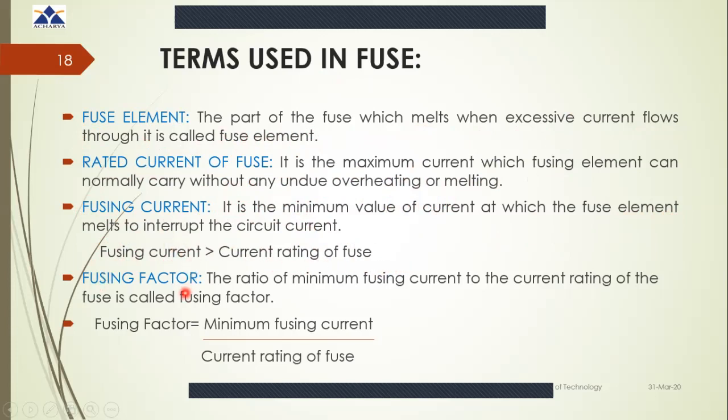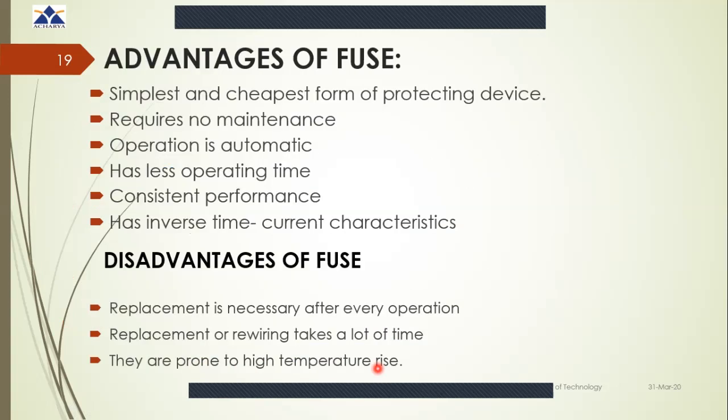Next, what is the fusing factor? It is the ratio of minimum fusing current to current rating of the fuse. Now let us see what are the advantages of the fuse. Fuse is the simplest and cheapest form of protecting device. It requires no maintenance. Operation is automatic, has less operating time, consistent performance, has inverse time current characteristics.